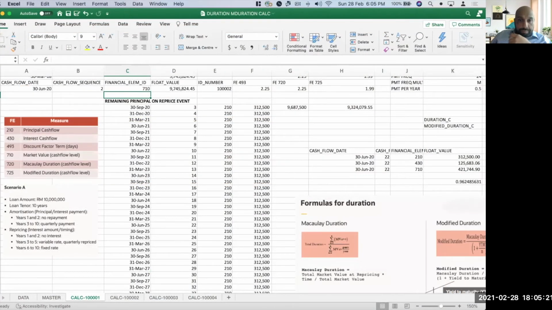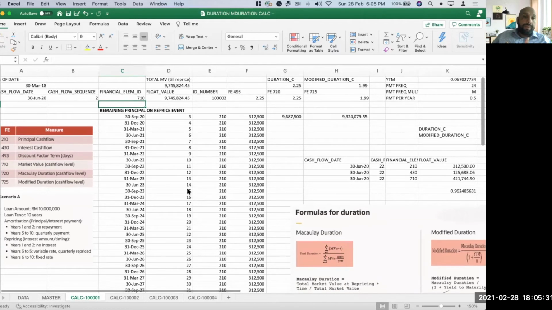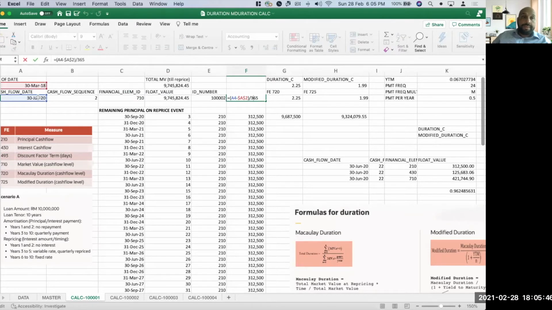Now, in order to compute the Macaulay duration, you need the total market value at repricing times time, divided by the total market value. The total market value at repricing is here at the top. The time is given to us as a discount factor term days, as the difference between the 2 dates, which is the date of repricing, which is 30th of June 2020.